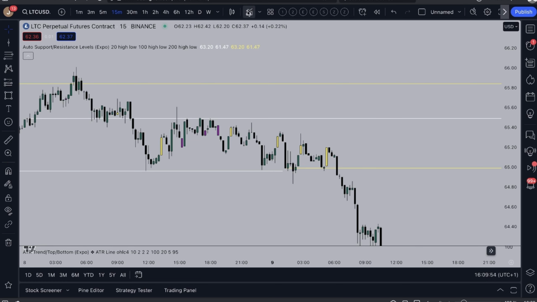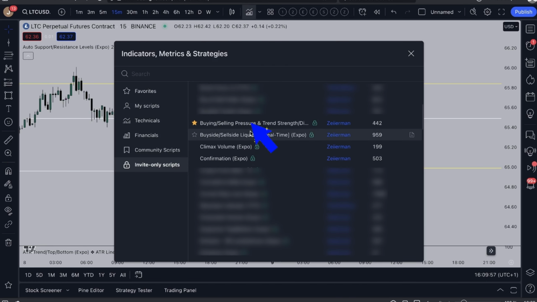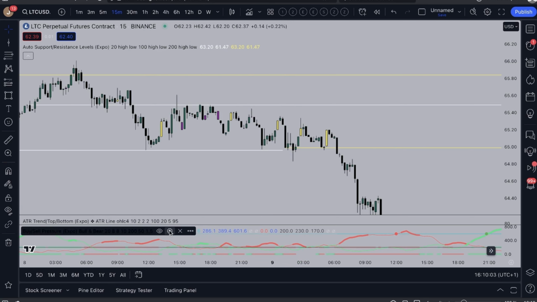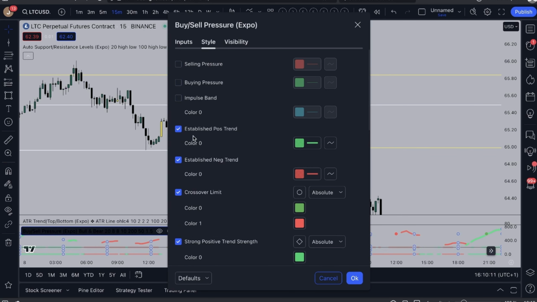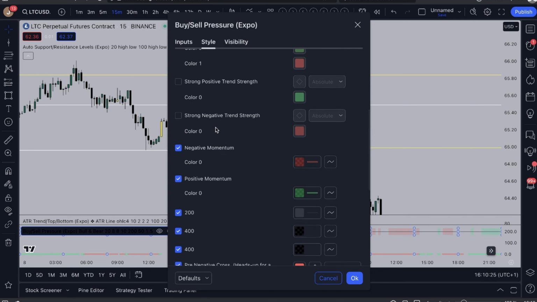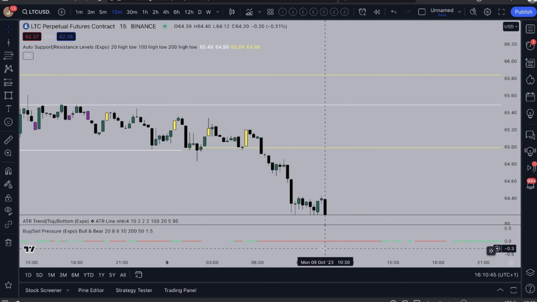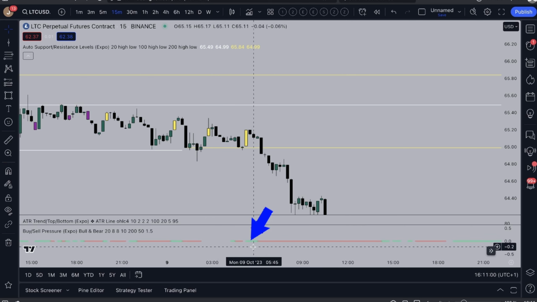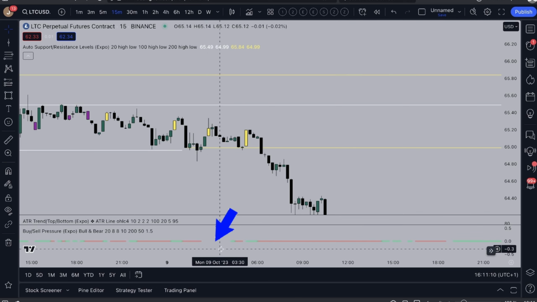The third indicator is the buying selling pressure, which is this. We're going to click on it and adjust some settings. I'm going to click on the settings here, under style, disable selling pressure and all these other ones. The only thing you leave on is the negative momentum and the positive momentum. So if you look here, when the horizontal line is red, it shows a negative momentum. We only take short signals. When it is green, it shows a positive momentum. We only take long signals. But when there's no line, it is neutral. We don't take any signals.